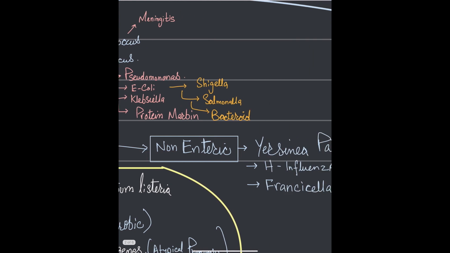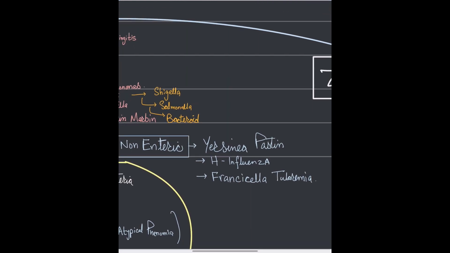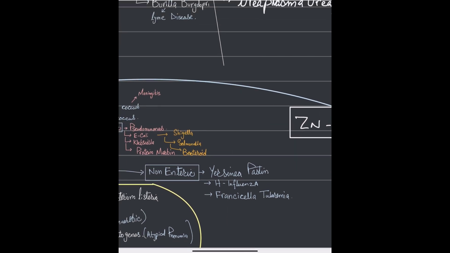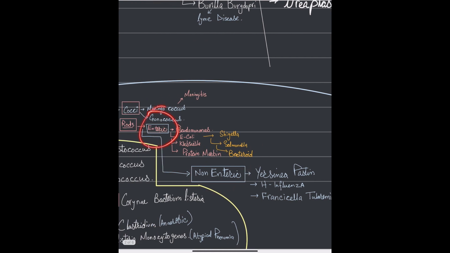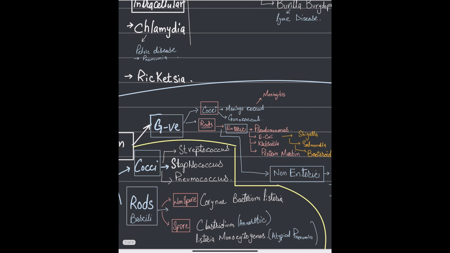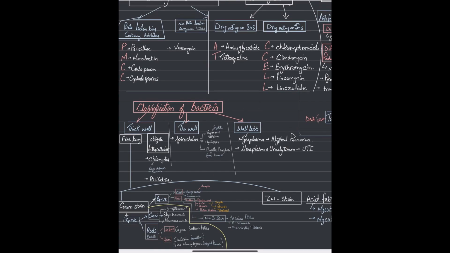And non-enteric, there are a few bacteria we have to understand: Yersinia, Pasteurella, H. influenzae, and Francisella. Oh, it's kind of hard. Okay, these are the non-enteric and enteric parts of gram-negative bacteria. So these are the ones included.